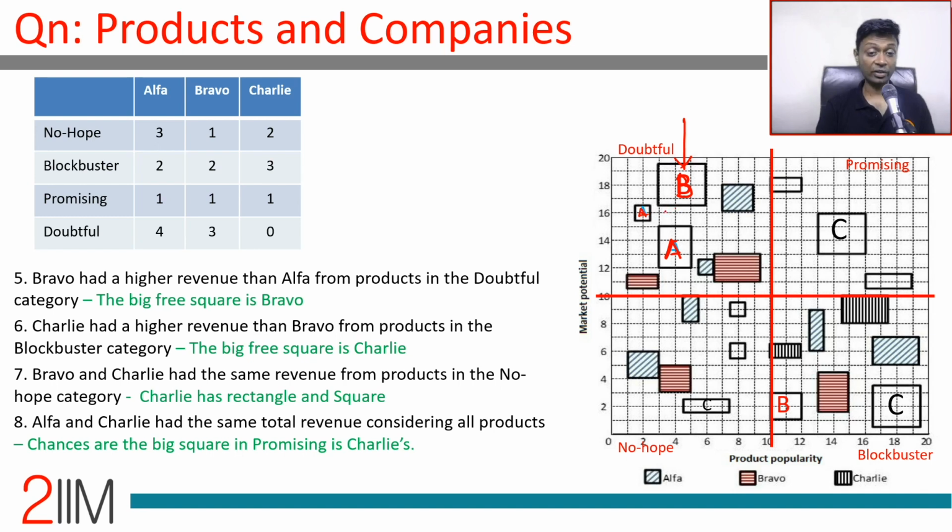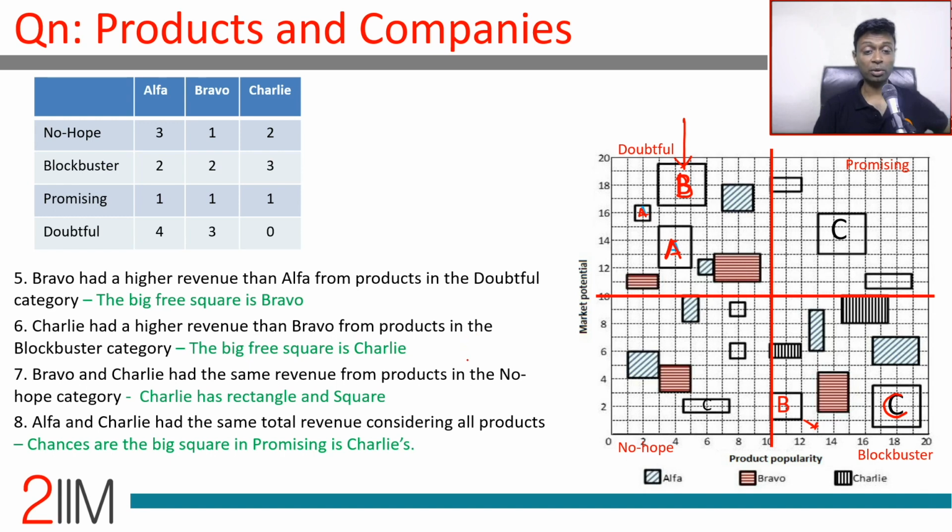Charlie had a higher revenue than Bravo from products in the blockbuster category. Blockbuster, Charlie had higher revenues. Charlie has 3 and Bravo has only 2 products. But if Bravo had this big square, then it would be impossible for Charlie to have more than Bravo. So Charlie has the big square. Bravo gets a small square.